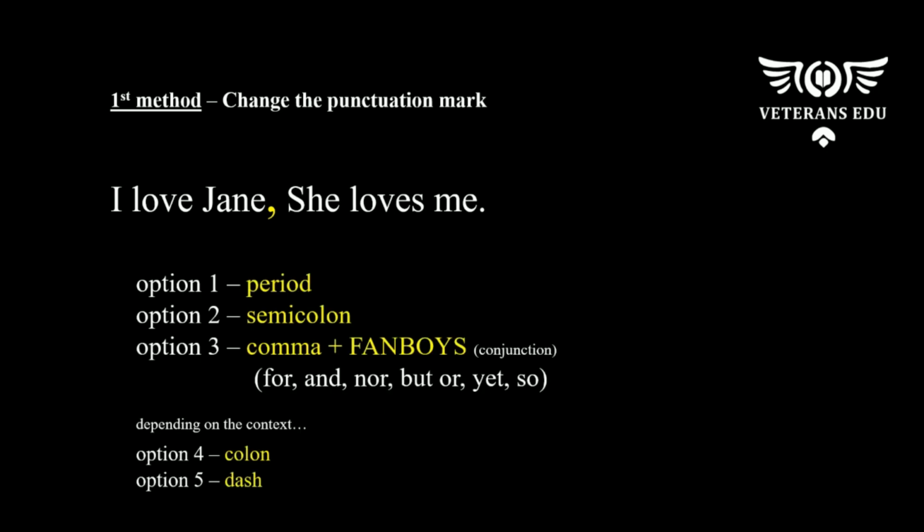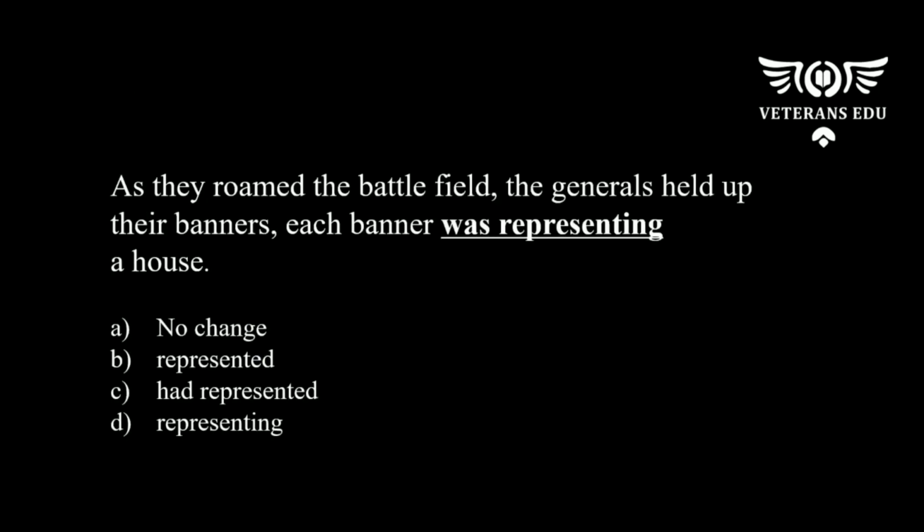So to sum up, there are 5 options when you're changing the punctuation mark. You can change the comma to a period, semicolon, comma and conjunction, and depending on the context, you can use a colon or dash. Let's move on to the second method. What is the answer to this question?